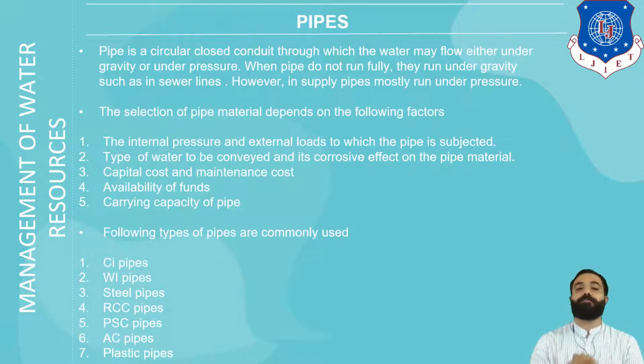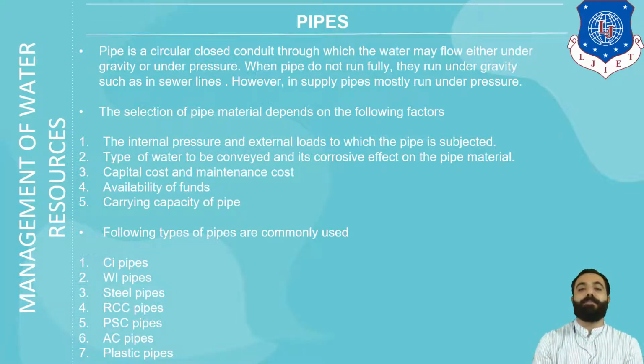Then the next one, pipes. Clear? You know the meaning of pipes and what they look like. A pipe is a circular closed conduit. The water may flow either under gravity or under pressure. When pipes do not run full, they run under gravity, such as sewer lines. However, supply pipes mostly run under pressure.